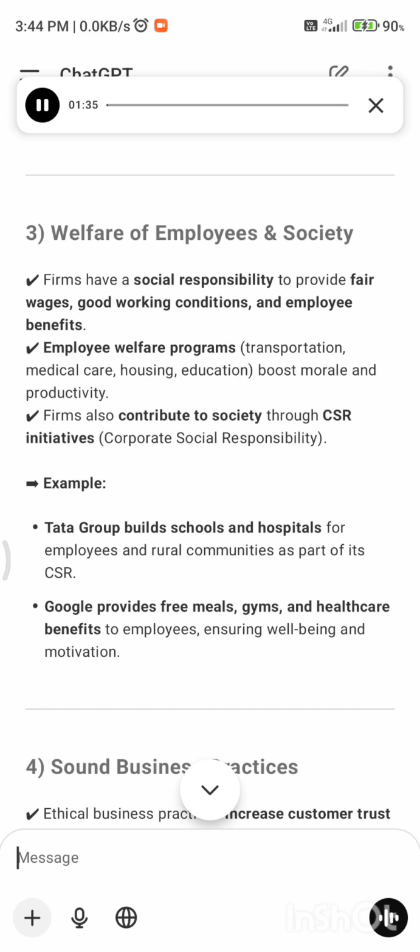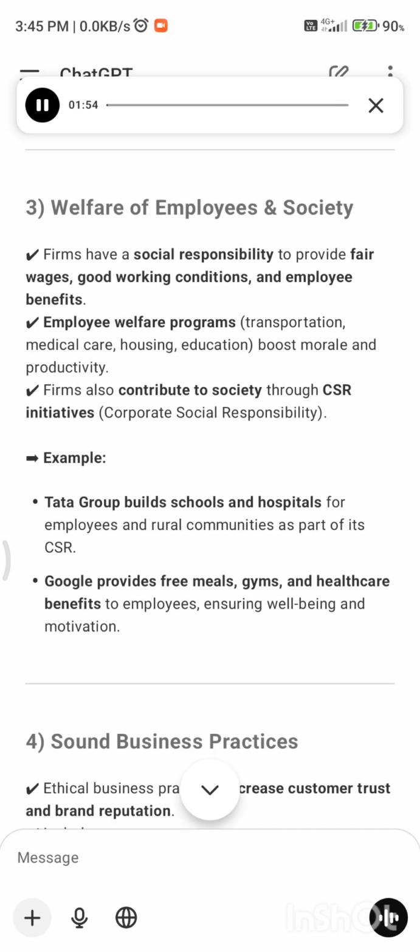Firms also contribute to society through CSR initiatives, corporate social responsibility. Example: Tata Group builds schools and hospitals for employees in rural communities as part of its CSR. Google provides free meals, gyms, and healthcare benefits to employees, ensuring well-being and motivation.